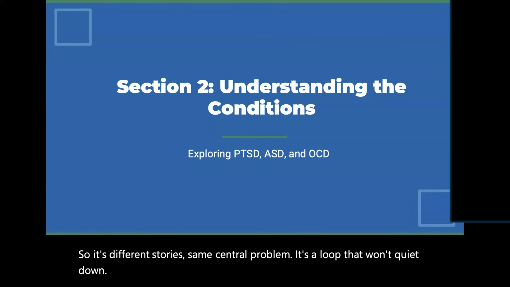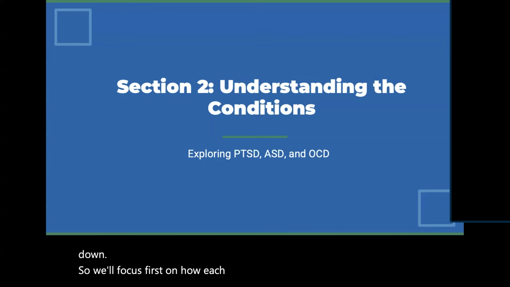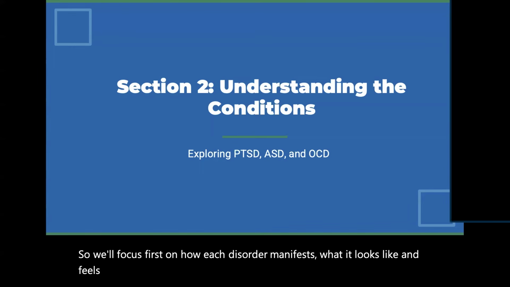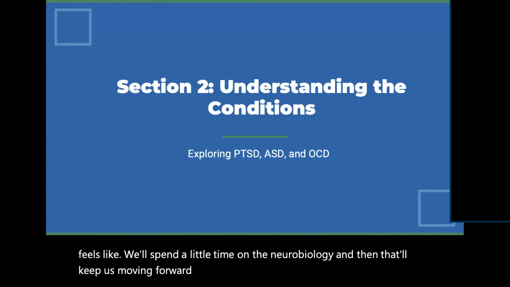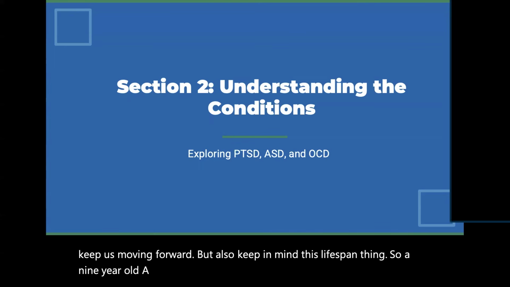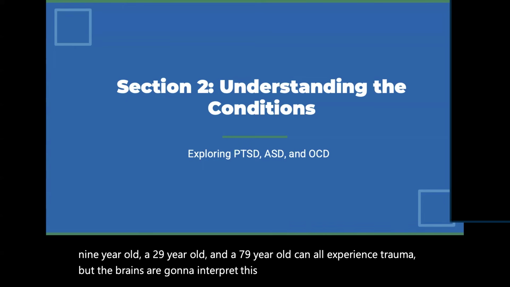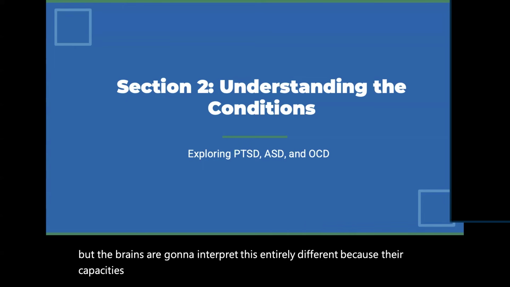So we'll focus first on how each disorder manifests, what it looks like and feels like. We'll spend a little time on the neurobiology, and then that'll keep us moving forward. But also keep in mind this lifespan thing. So a 9-year-old, a 29-year-old, and a 79-year-old can all experience trauma, but the brains are going to interpret this entirely differently because their capacities are different as well. So don't ask just what's the disorder, but what is the brain trying to achieve?